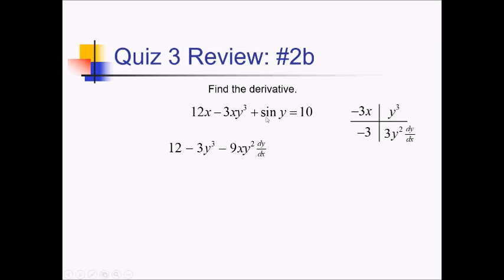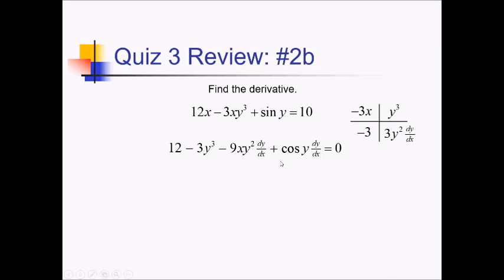And let's see, now we need the derivative of sine of y. It's easy to get lost in all this stuff. So derivative of sine, that's cosine. So we have cosine of y, dy over dx, because again we had an output variable in there. It's its own function. And all that equals the derivative of 10, which is just 0.